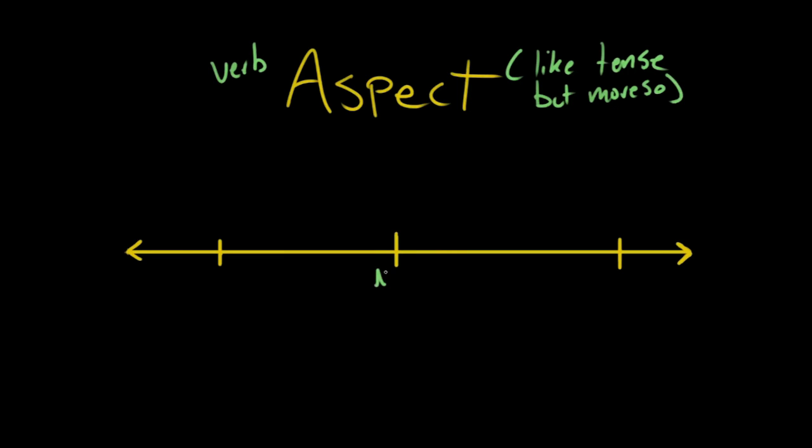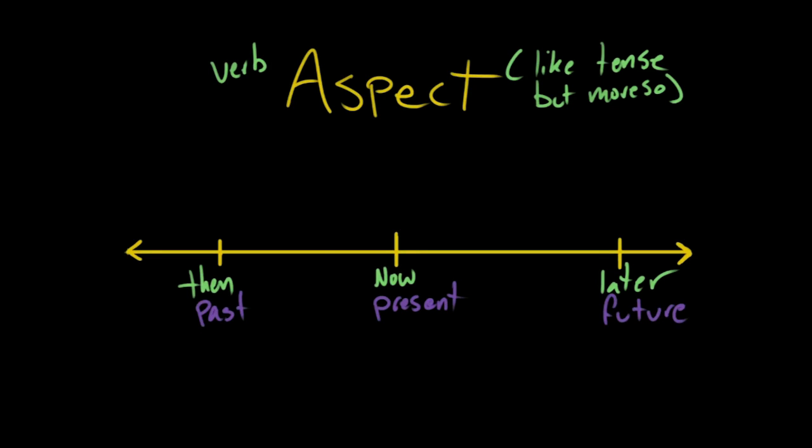So with basic verb tense, we can distinguish between the present, the future, and the past, right? So now, later, then, right? Past, present, and future. So I could say, simply, I walk, I will walk, and I walked. So this is the past, this is the present, and this is the future.